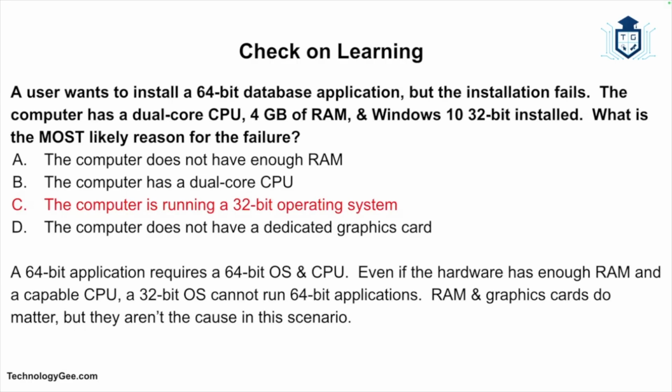And the correct answer is the computer is running a 32-bit operating system. So a 64-bit application requires a 64-bit operating system and CPU. Even if the hardware has enough RAM and a capable CPU, a 32-bit OS cannot run 64-bit applications. RAM and graphics cards do matter, but they aren't the cause in this scenario.